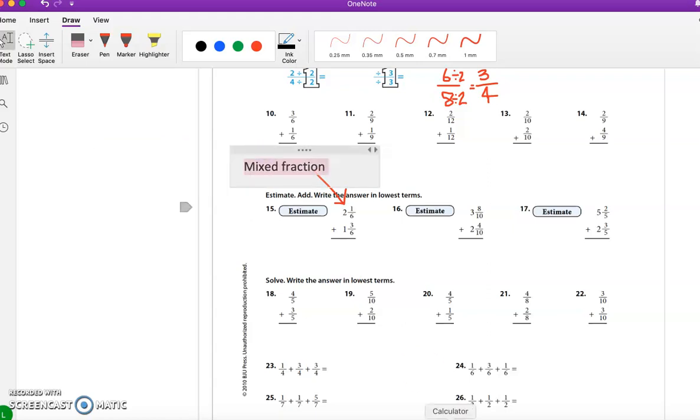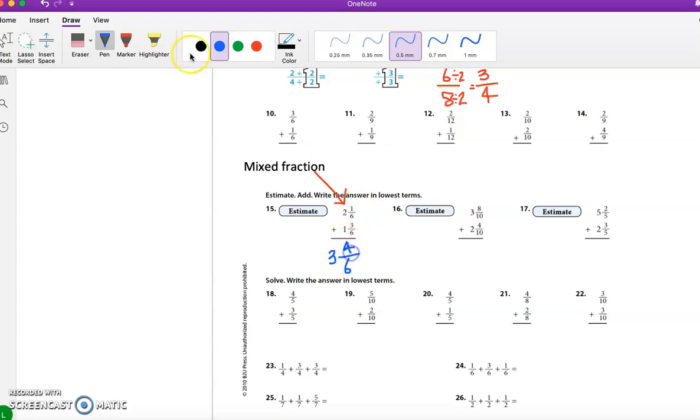When we are adding one mixed fraction with another mixed fraction, this is how we do it. We are going to look at the whole number first, the number in front. So we're going to add these two first. 2 plus 1 is 3. And look at the denominator. They have the same denominator, so I'm going to keep it the same. For the last step, I'm going to add the numerators, which is 4.